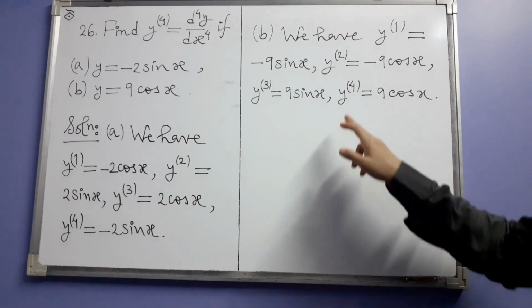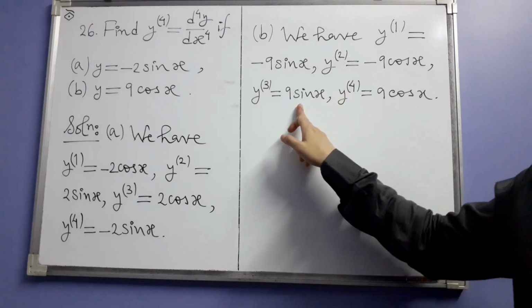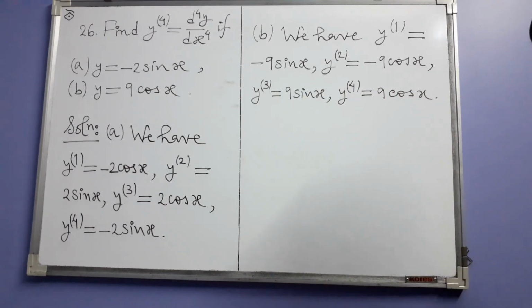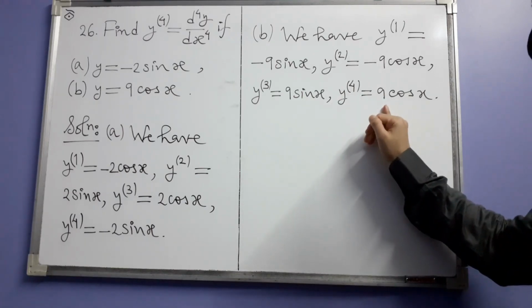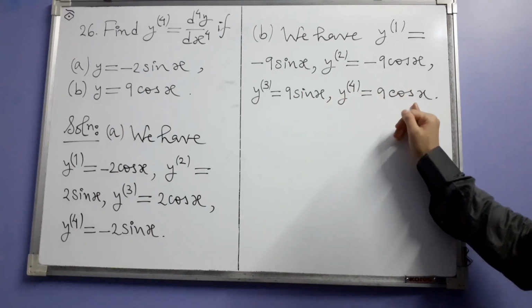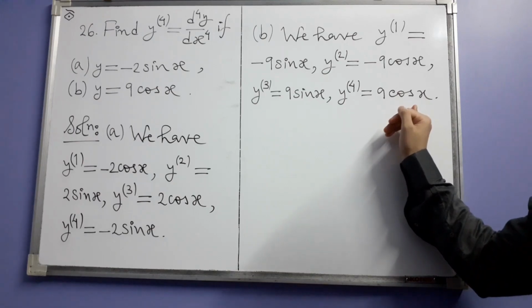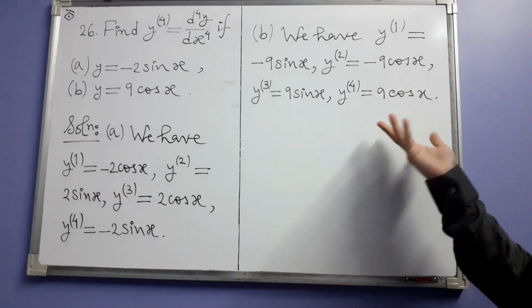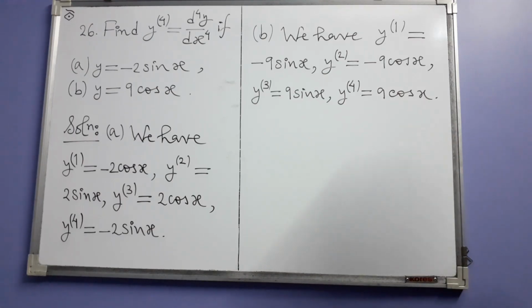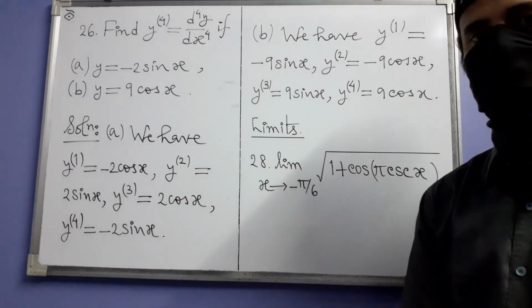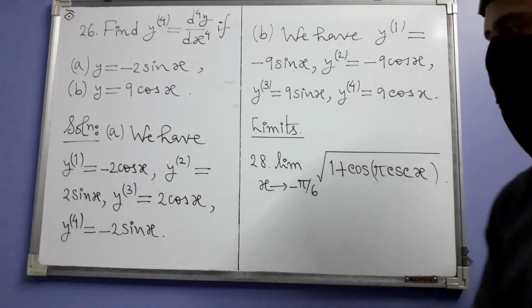And finally the fourth derivative is obtained by differentiating this one once more. So 9 remains outside and sin x gets turned into cos x when you differentiate this. So that's how we have this solution. Next we have some problems on limits.